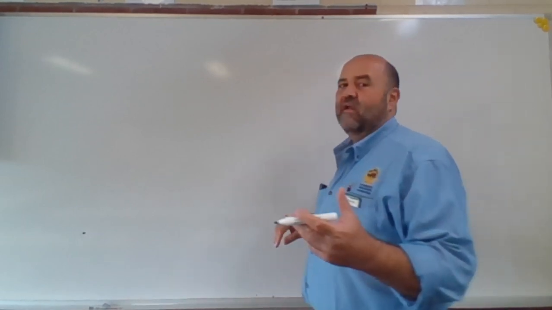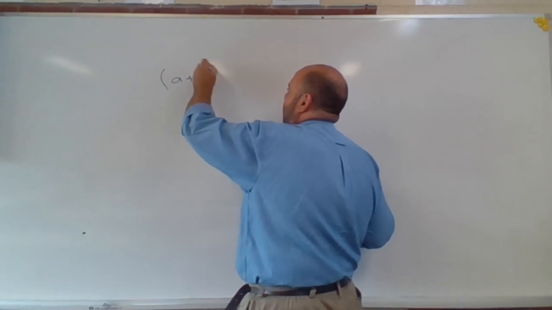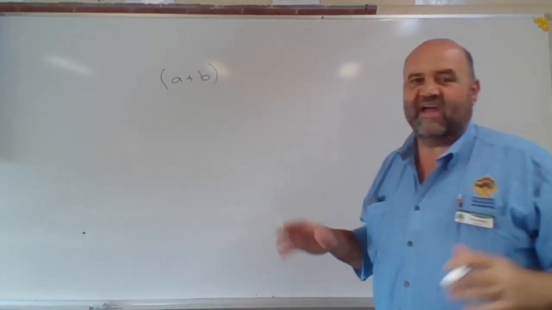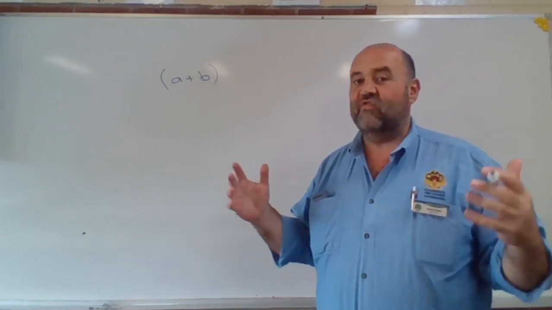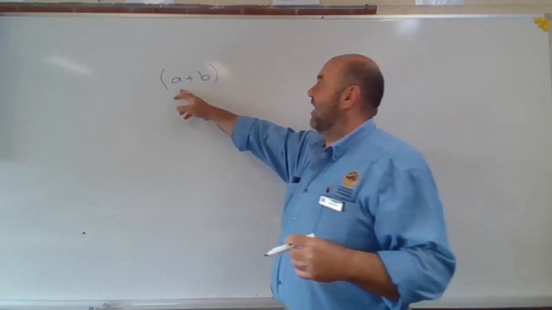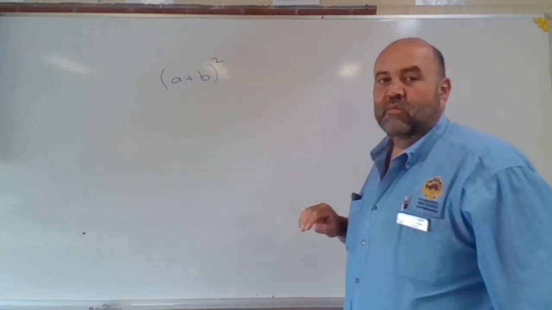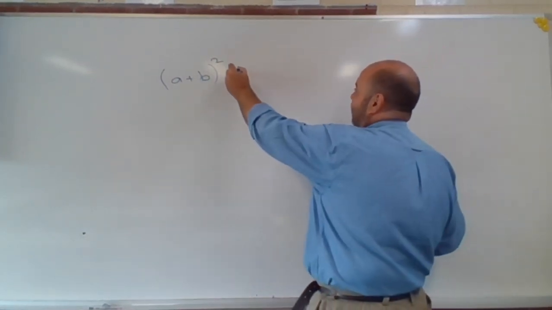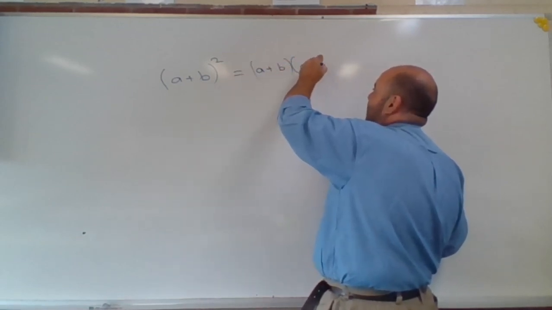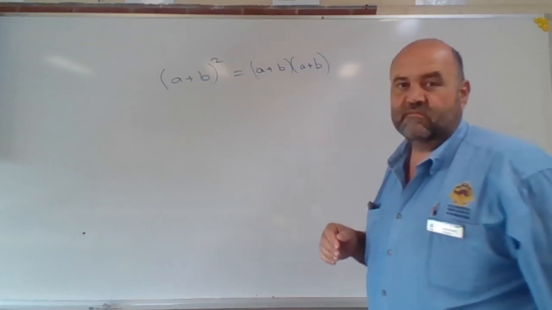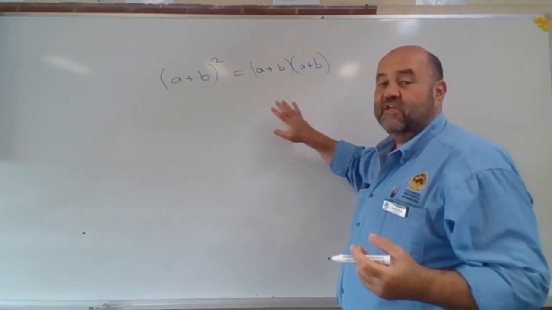If I look at a binomial where I've got any two numbers, A and B, they could be surds, they could be rational numbers, I don't care, any two numbers. So (A + B) to the power of 2. Well, what does that mean? (A + B) to the power of 2 means I've got A plus B being multiplied by A plus B. So here's a group and here's a group and they're multiplying each other.